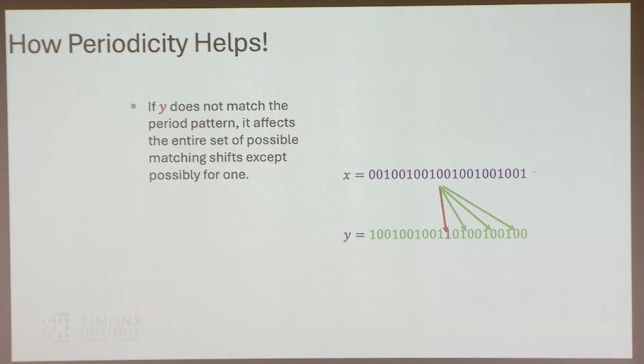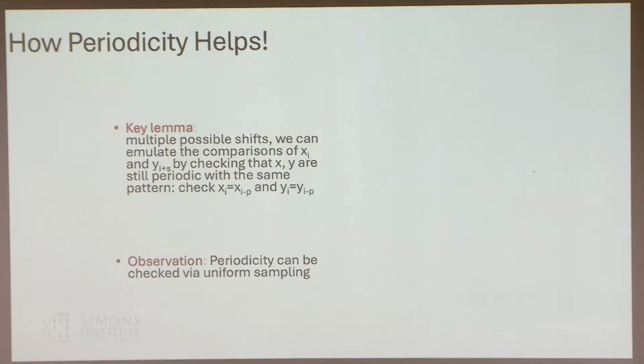Okay, so it's enough, therefore, to check for periodicity. And we can check periodicity using uniform sampling. So we will do just uniform sampling on x and y, and we'll check for periodicity. And when the periodicity breaks, we have to somehow find the diagonal which might still survive and continue sampling on that. And in order to find it, first of all, we have to do two things.